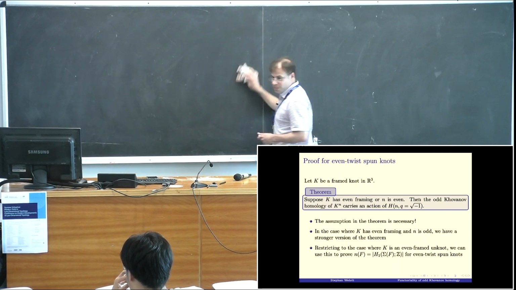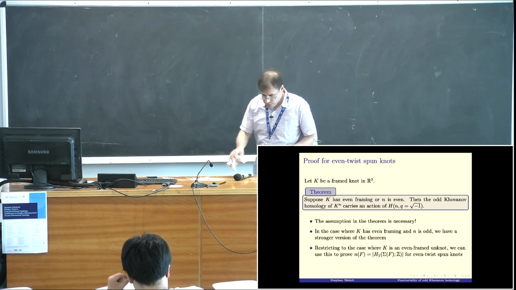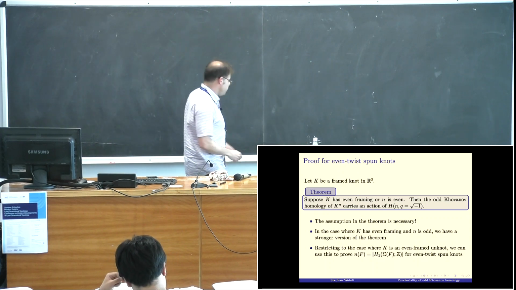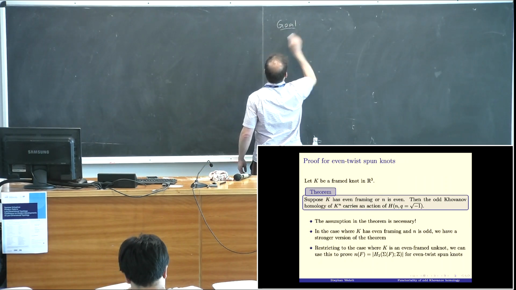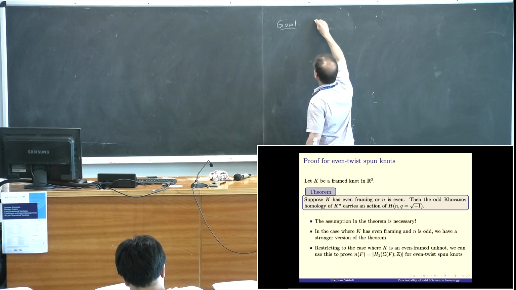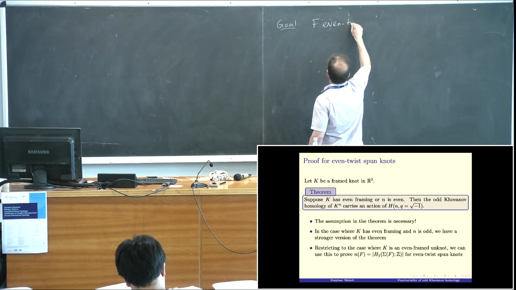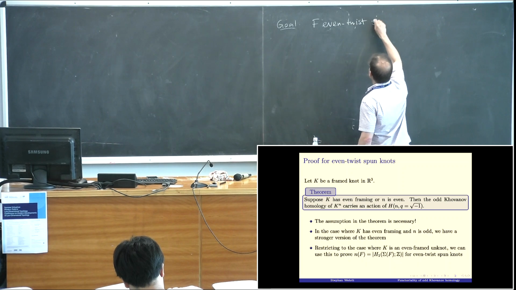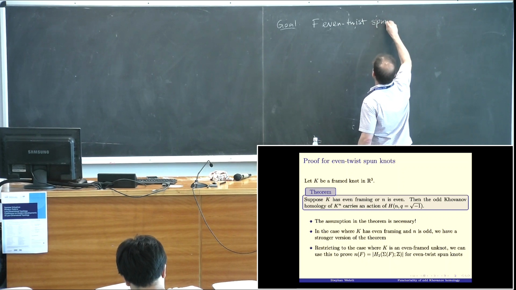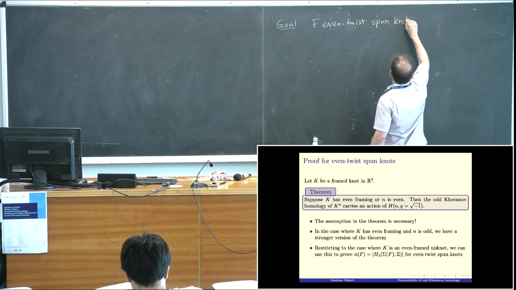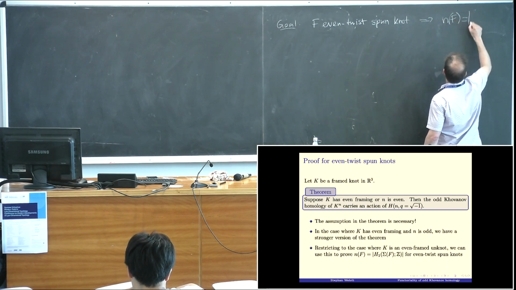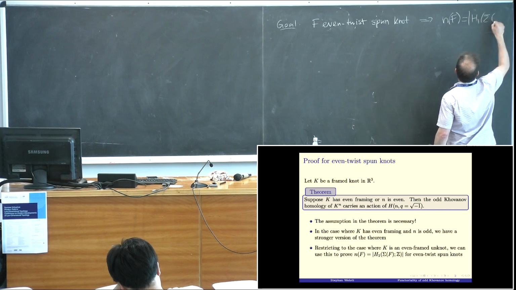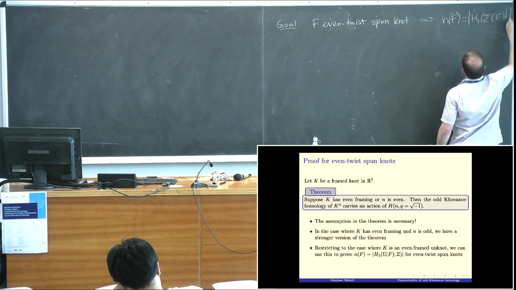So maybe I explain how we can use this to prove this. So the goal is to prove that if, let's say, F is an even twist-spun knot, we'll see later what that is, it's a kind of knot, then our result holds, so that this odd Khovanov-Jacobson number is the order of the first homology of the branched double cover. So that's what we want to show. And how do we do that?